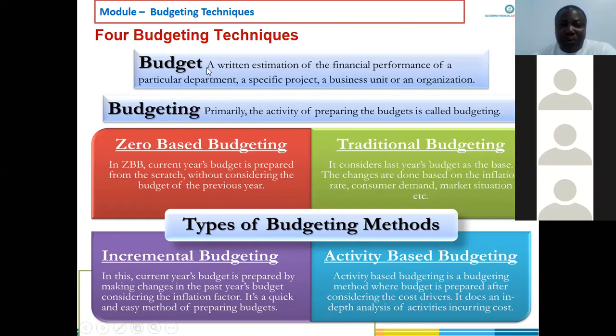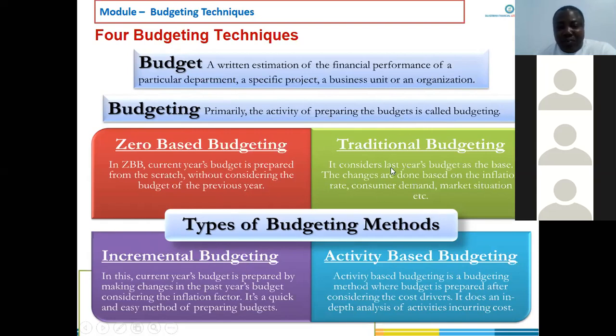Okay, we already looked at the definition of a budget as a written estimation of the financial performance of a particular department or a specific project or a business unit or an organization. So budgeting primarily is the activity of preparing the budget.